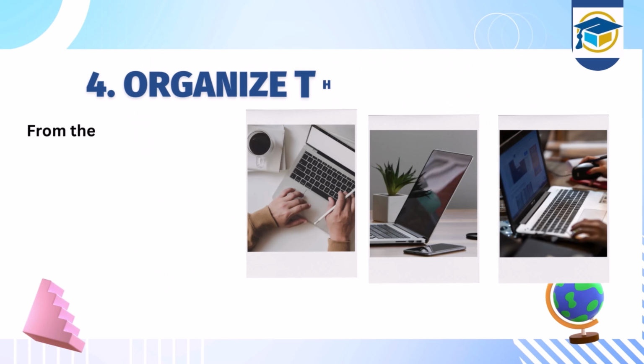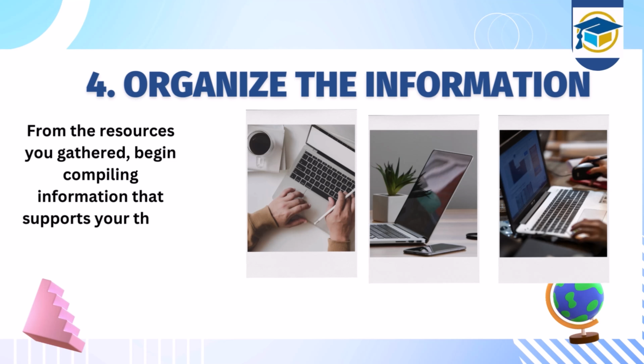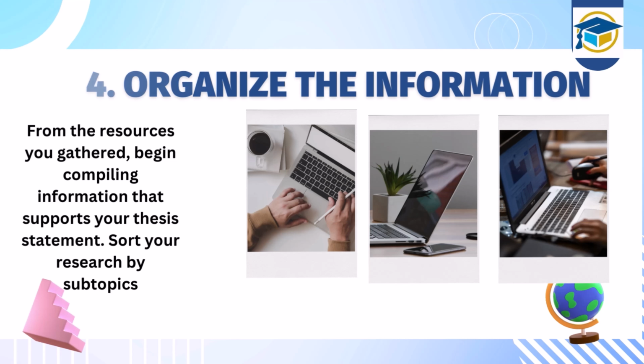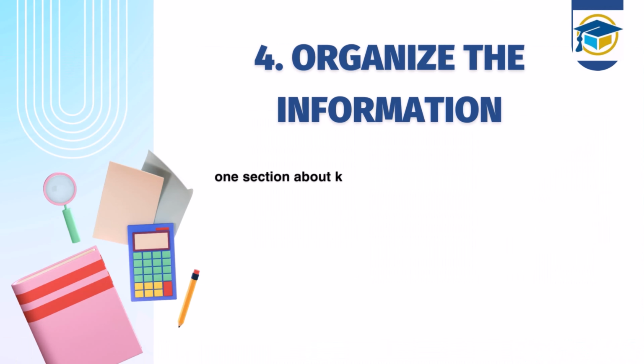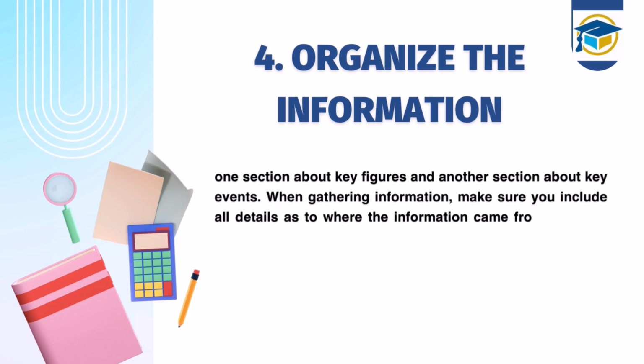4. Organize the information. From the resources you gathered, begin compiling information that supports your thesis statement. Sort your research by subtopics. For instance, if you're writing a paper about the impact of social media on youth, you may have one section about key figures and another section about key events. When gathering information, make sure you include all details as to where the information came from. Use this information when citing your resources.